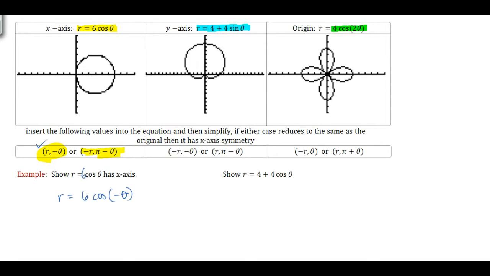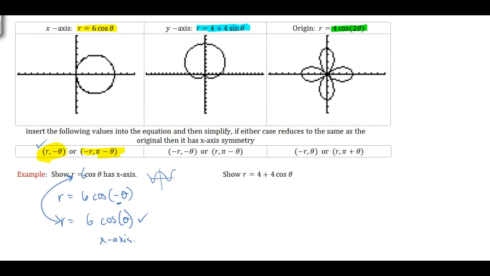Now we just have to think back. Is cosine an odd or even function? If you've forgotten, draw it and say, I know cosine goes like this, so look at that. It's definitely an even function. It's a reflection over the y-axis. So if it's an even function, that means this negative doesn't matter. So this is the same thing as 6 cosine of just plain old theta. And now you compare it to the original, and right off the bat, they're the same. Therefore, I know this has x-axis symmetry. And so we're feeling pretty good about that.